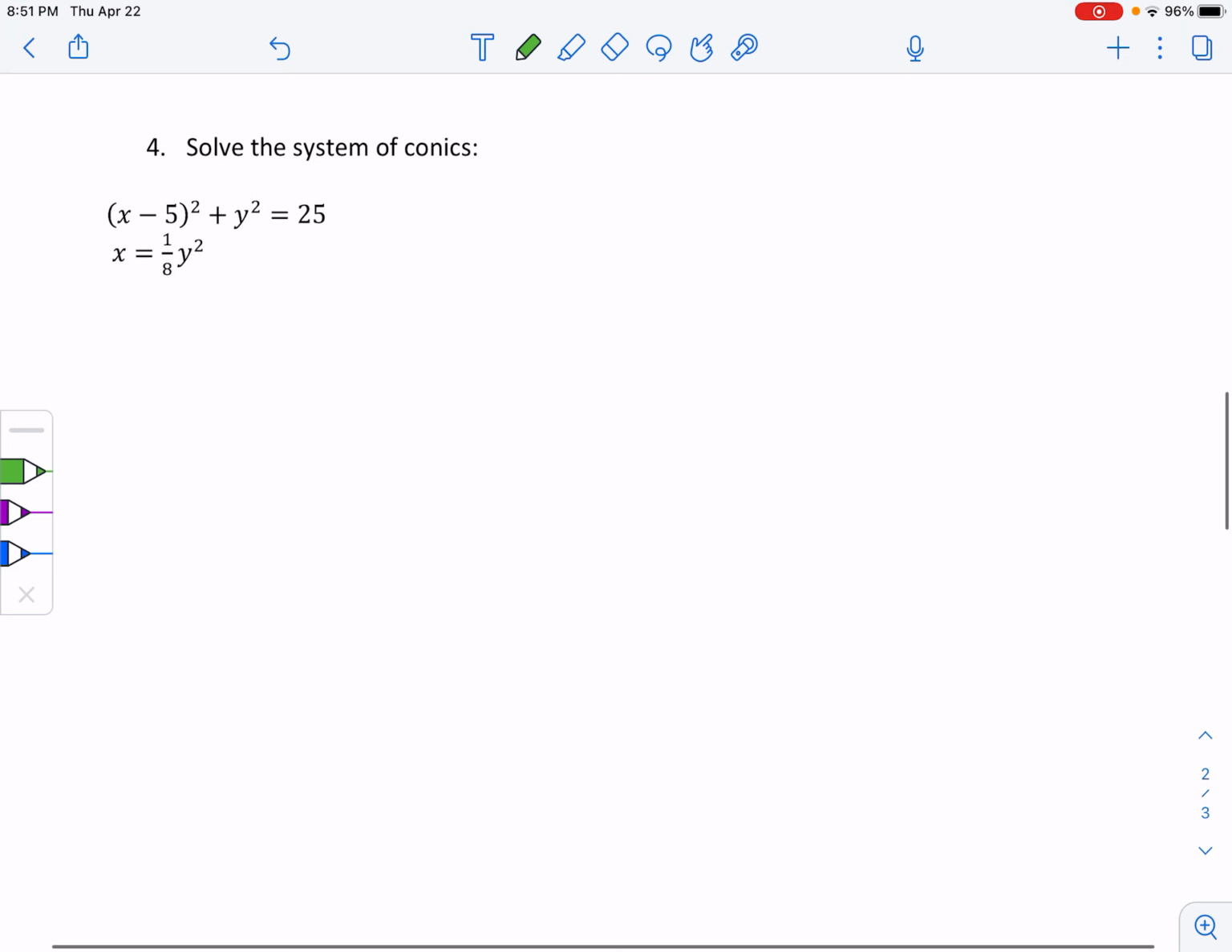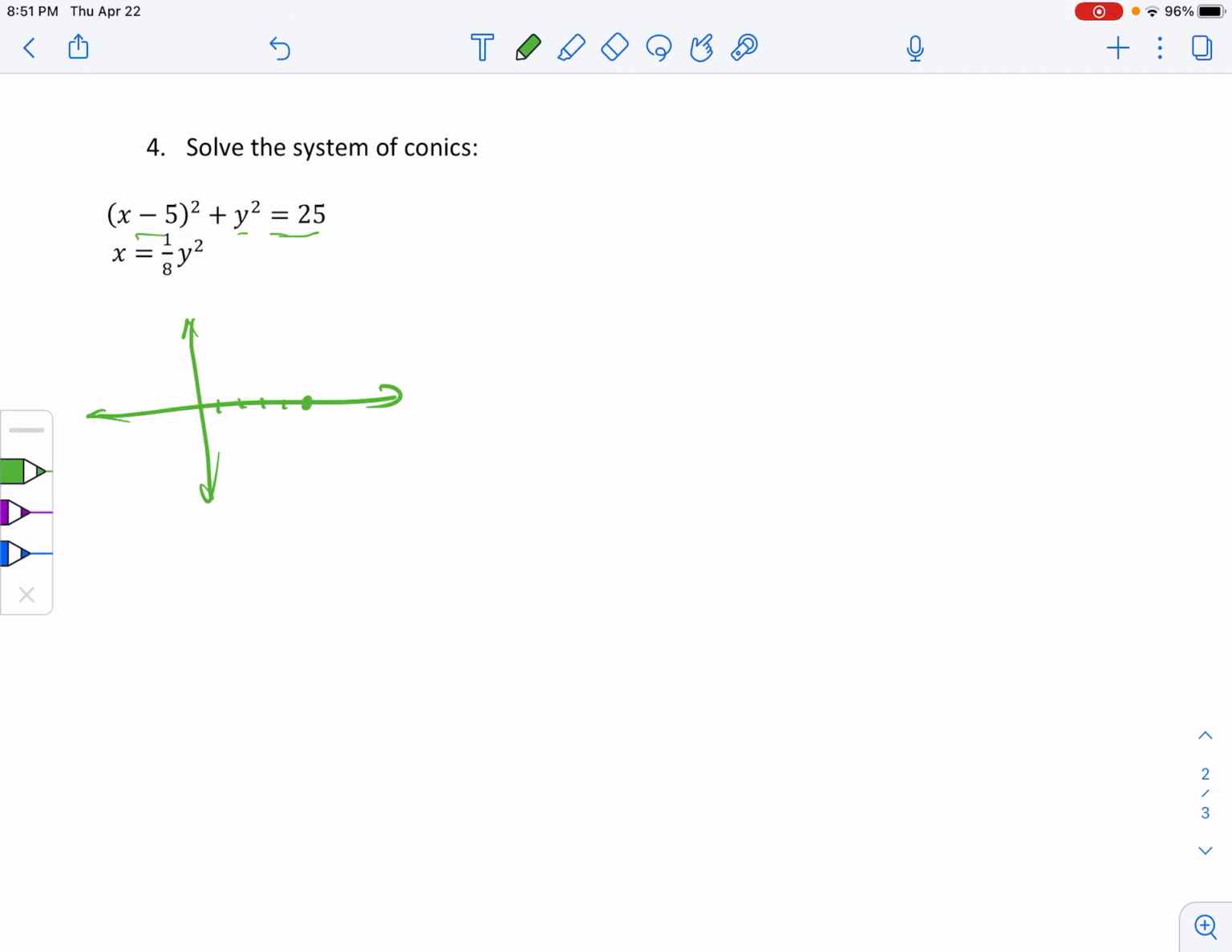All right, well, I looked at this and I said, well, this is a circle with a center at 5, 0. So 1, 2, 3, 4, 5, here he is. And I can draw my circle. Let's see if I can do this. Oh, I did it. Good. It's close. Okay, so there's my circle. This is a parabola that opens to the right. It starts at the origin, and it goes like this. And it goes like this. So I'm intersecting at this point, and this point, and I need to know what those are.